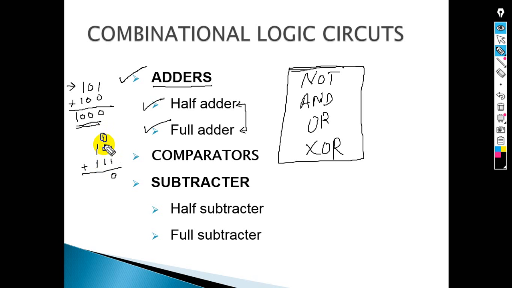So the half adder will not add the carry bit, it will just add the two binary digits. Here 1 and 1 have been added by the half adder, the answer is 0, and the carry out bit is 1. Now this one will not be added by the half adder. The half adder will just add 0 and 1, so the answer will be 1. Again 1 and 1, so the answer is 0 and the carry bit is equal to 1. Again this carry bit will not be added by the half adder.